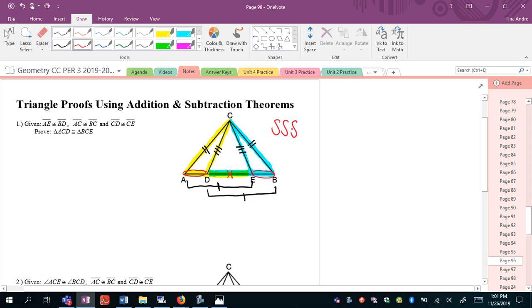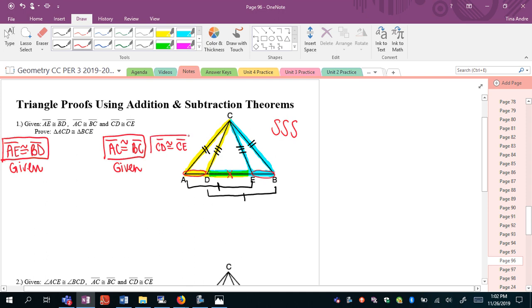So let's go ahead and start by writing down our givens. I have AE is congruent to BD. And I'm going to be using the segment subtraction theorem with that, so I'm going to leave a little bit of space so that I can do that. And then I'm going to write down my other givens here. So I have AC is congruent to BC, and CD is congruent to CE. So these two givens on the right gave me the sides of the triangle. So those gave me two S's.